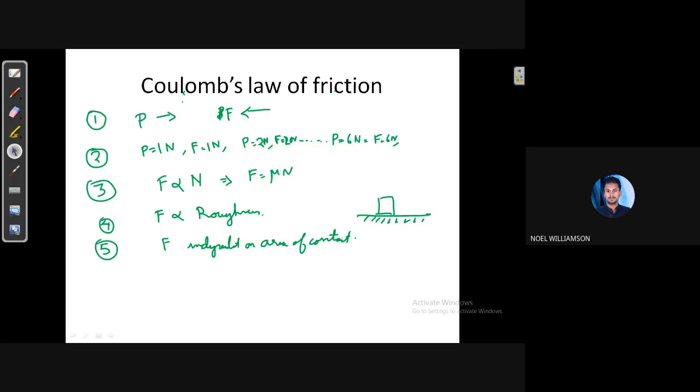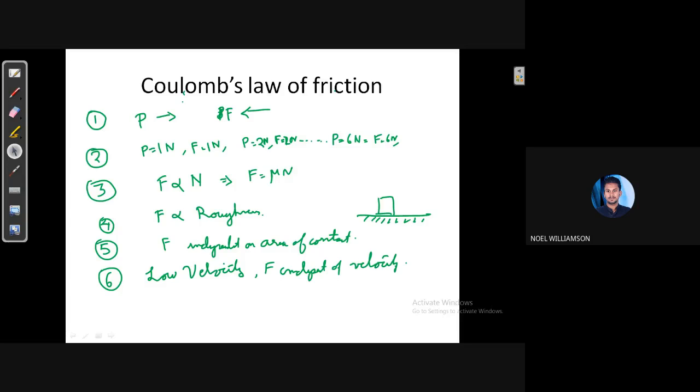And for the last case, for low velocities, the frictional force is independent of the magnitude of velocity. That is, the frictional force is independent of velocities.